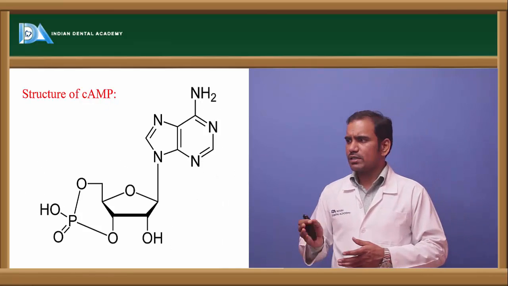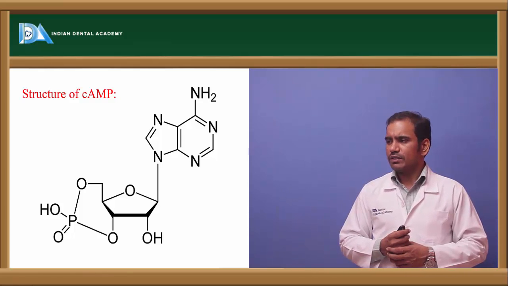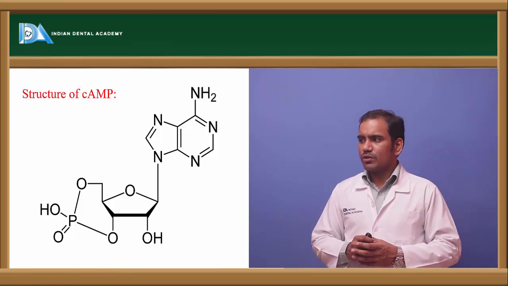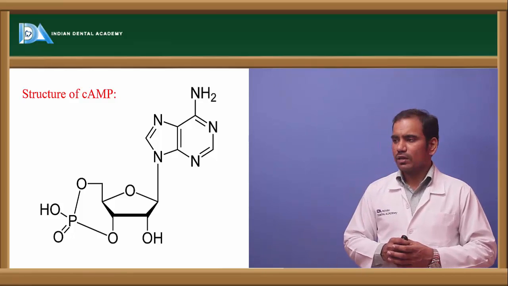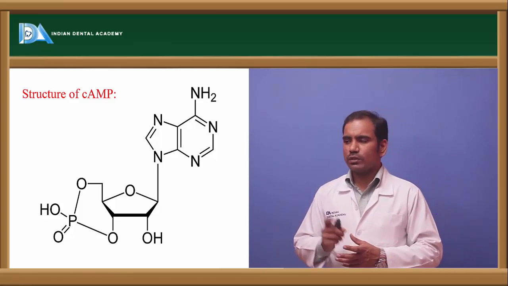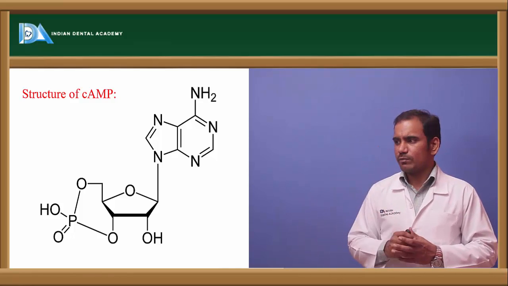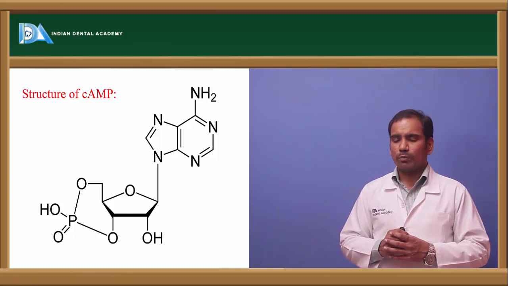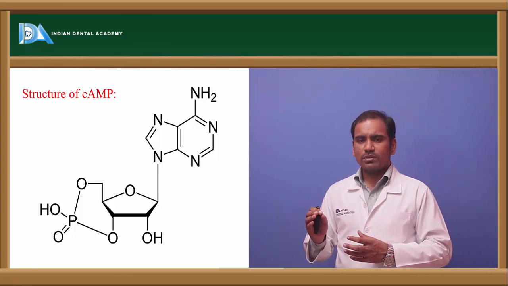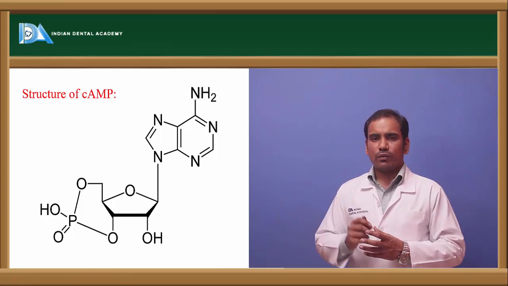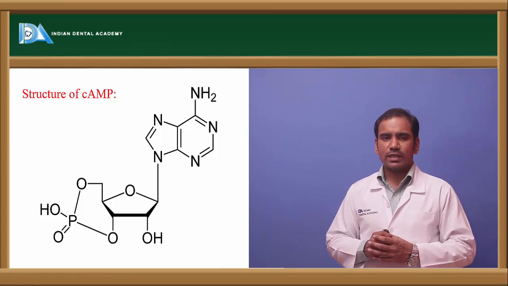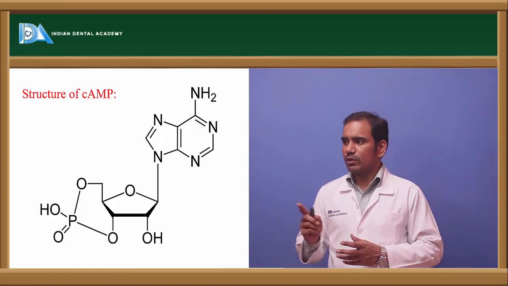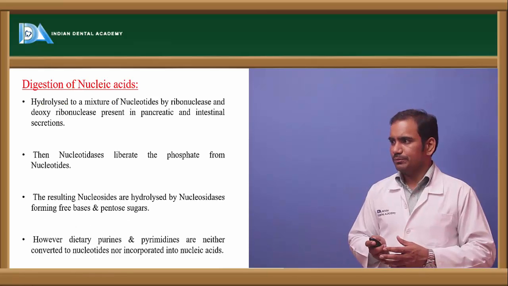Coming to cyclic AMP, this is also a type of nucleotide, but the difference between AMP and cyclic AMP is that in ribose, the 3rd carbon and 5th carbon are both esterified to the phosphate group. So there is a phosphodiester bond in case of cyclic AMP. Because the involvement of 2 carbons, 3rd and 5th carbon of ribose, with the phosphate group results in a cyclic compound, it is called cyclic AMP. The C stands for cyclic, and it is AMP because it has only 1 phosphate.